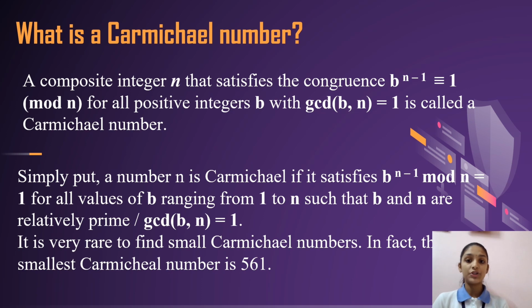A positive integer n that satisfies the congruence b raised to n minus 1 is equal to 1 for all positive integers b with GCD(b, n) equal to 1 is called a Carmichael number. In simple terms, a Carmichael number satisfies b raised to n minus 1 mod n equal to 1 for all values b ranging from 1 to n such that they are relatively prime to n. It is extremely rare to find a Carmichael number.